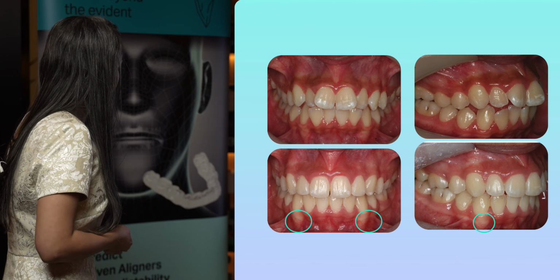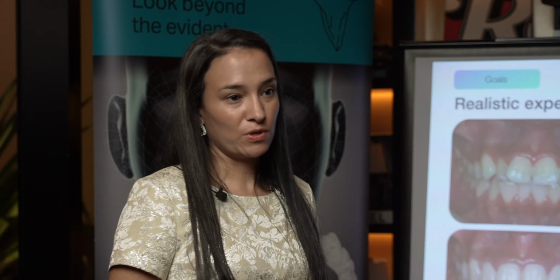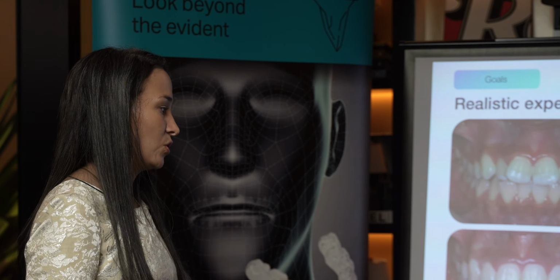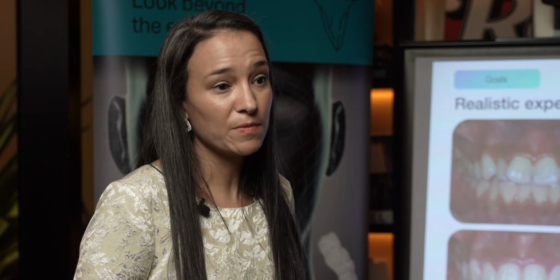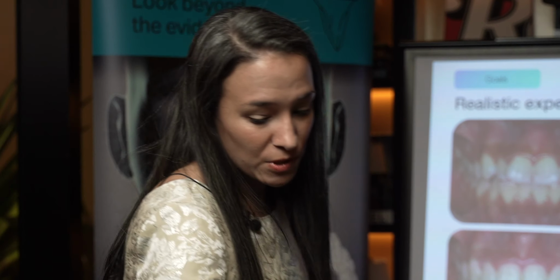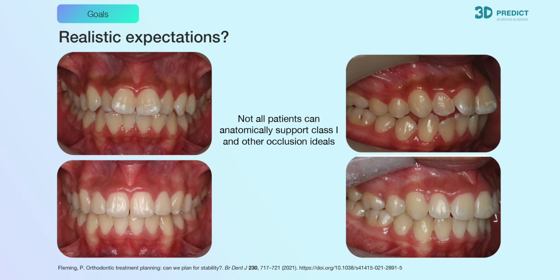You know, I wanna bring it to you. Talk to your periodontist, the periodontist that you trust, that you refer to, and ask them about perio issues after ortho. You're not gonna see the end of that conversation, because every periodontist I have talked to has concerns about this. And the reason why I'm bringing this is, please keep in mind when you look at a patient, not all patients can anatomically support class 1 or any other occlusion ideals.